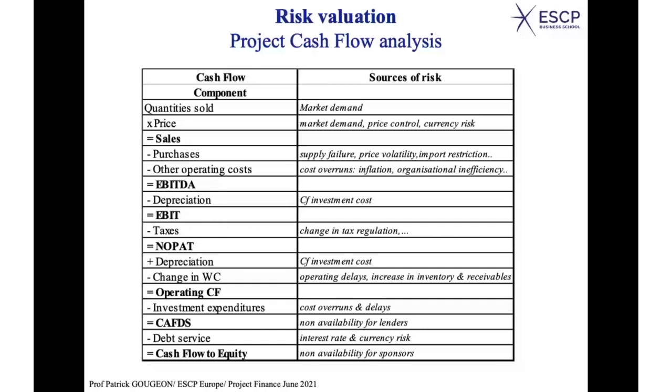What about purchases? You may have a supply failure. You may have price volatility of what you buy. You may have import restrictions that creates difficulties also. Okay, so you have here risk factors. For each line, you can identify some risk factors. What about operating costs? You may have cost overruns because of inflation, because of organizational inefficiency. Okay, so that your costs are higher than expected.